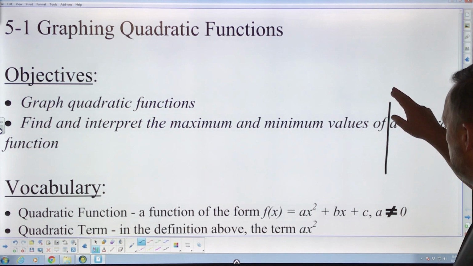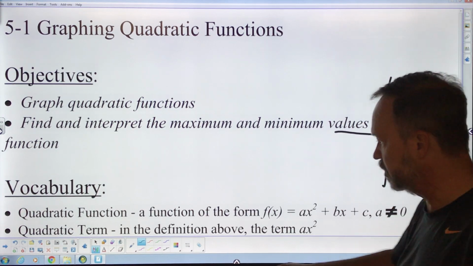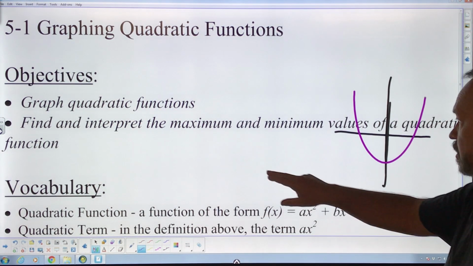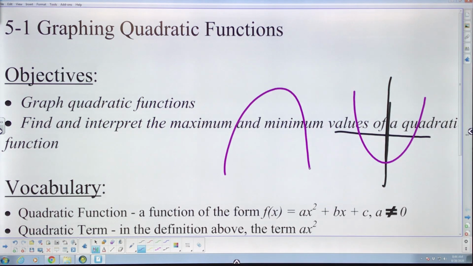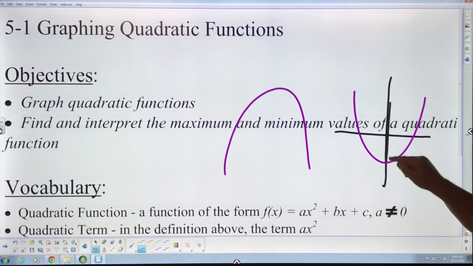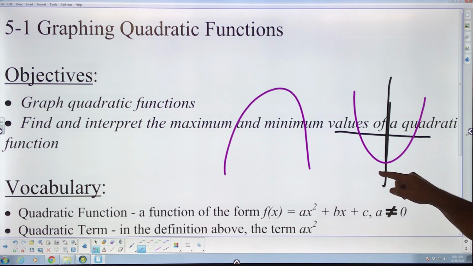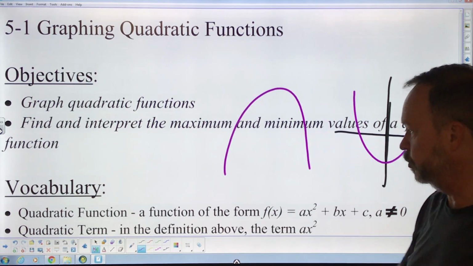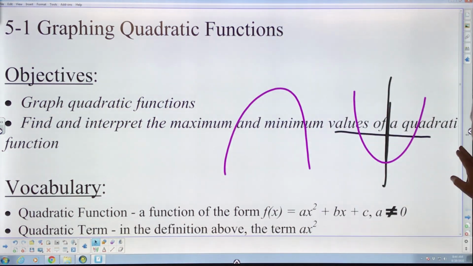Because a quadratic function typically graphs as a parabola, as a parabola opens up or down, there is a minimum or a maximum point. So there is a minimum value as far as the y values go, or there's a maximum value as far as the y values go. So we'll be seeing that as we go along here.